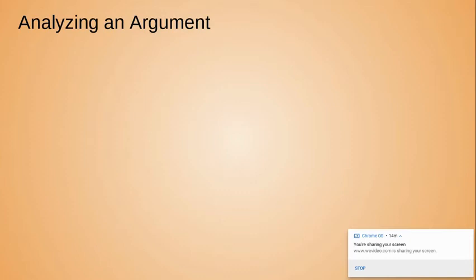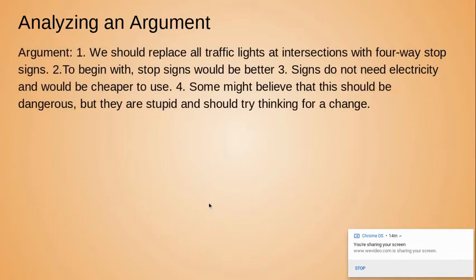All right, let's talk about analyzing an argument. Here we go. Here's an argument. I've numbered the sentences so we can really analyze this argument. We should replace all traffic lights at intersections with four-way stop signs. To begin with, stop signs would be better. Signs do not need electricity and would be cheaper to use. Some might believe that this should be dangerous, but they are stupid and should try thinking for a change.